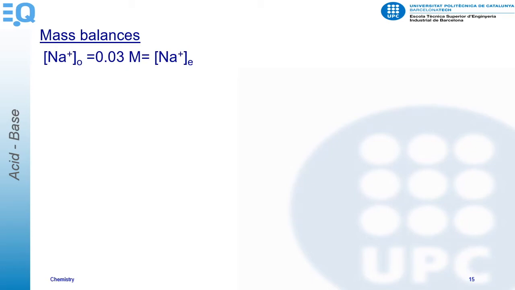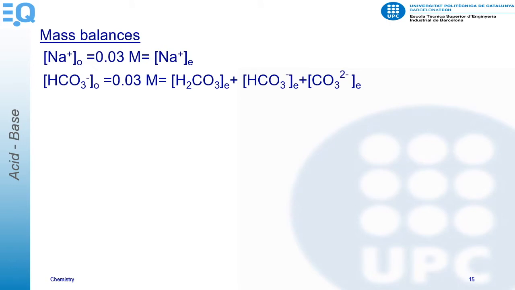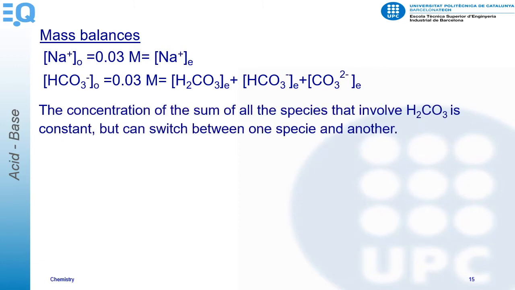Let's do the mass balances. We have two in this case. The sodium one, whose concentration in equilibrium is the same as initially because of the alkaline nature of the cation. The other mass balance is the one of the carbonic acid. We already know this one.